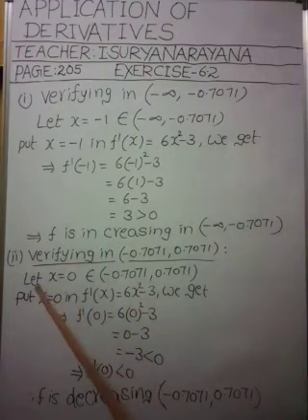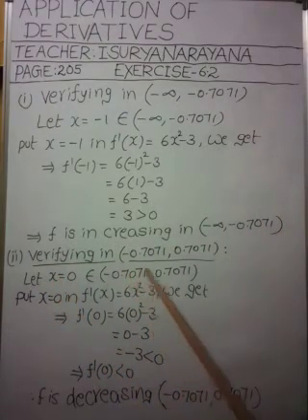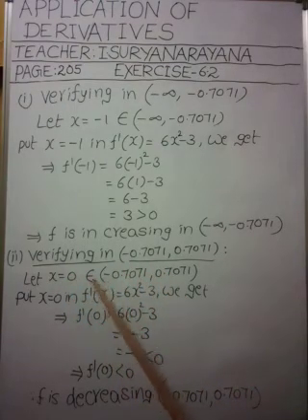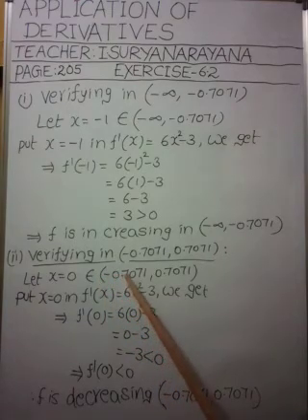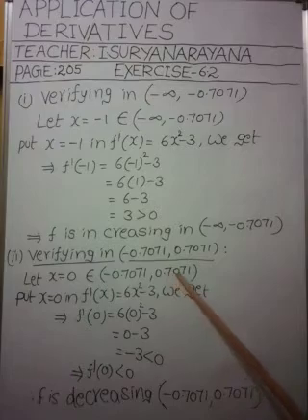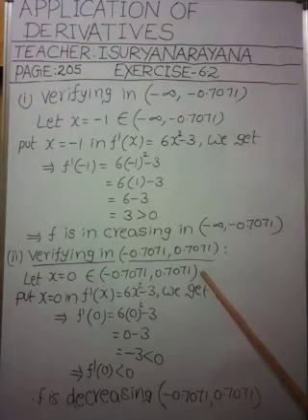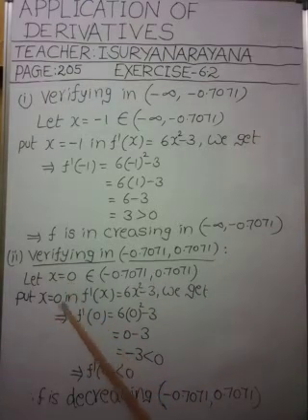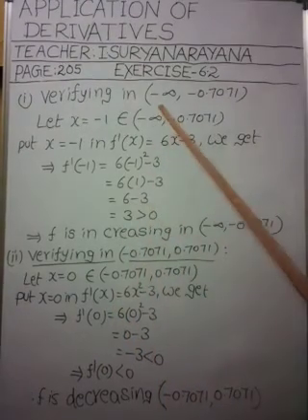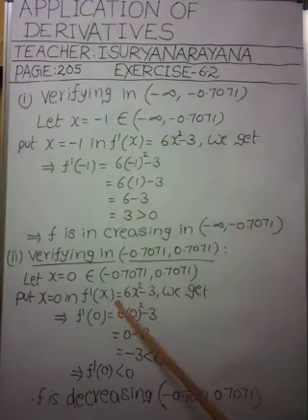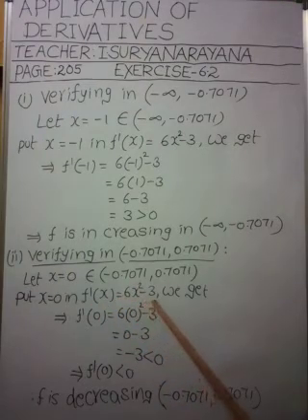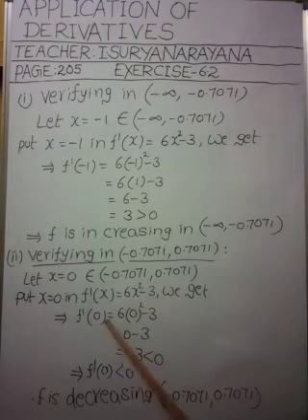Okay, my children? So let us choose any number from this interval. I have chosen x is equal to 0. 0 belongs to open interval minus 0.7071 comma 0.7071. Isn't it, my children? Right. Understood this step, my children? Right. Now we put x is equal to 0 in f dash of x. As we followed the steps here, we follow the same steps here also. Okay, my children? Right. So f dash of x is equal to 6x square minus 3. Then we get f dash of 0 is equal to 6 into 0 whole square minus 3.